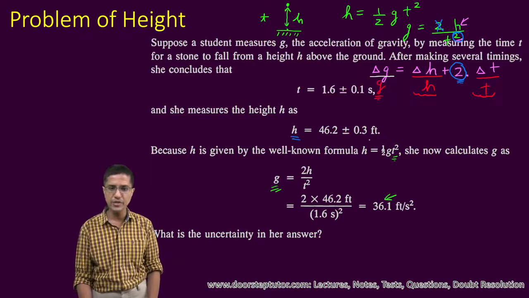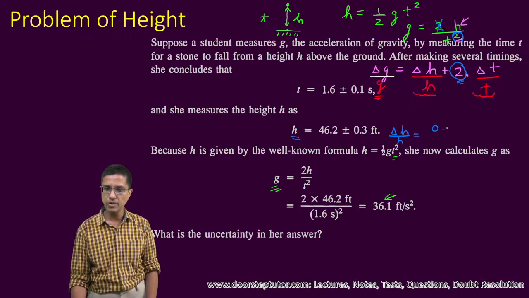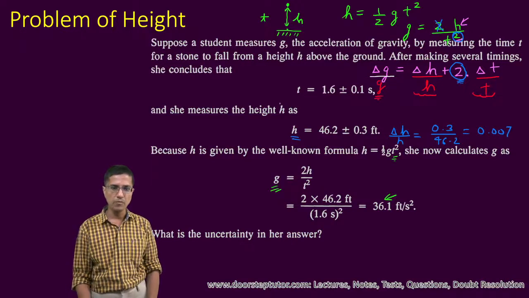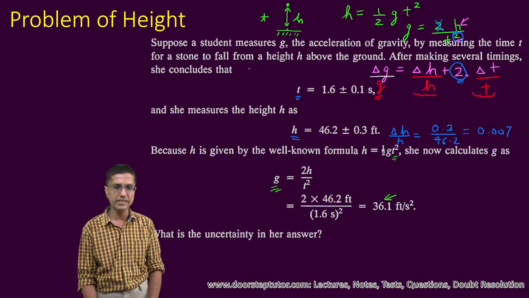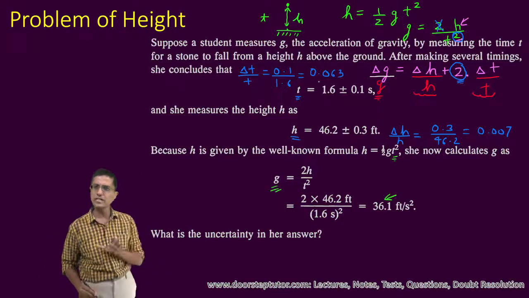What is the error in h? The error in h, or delta h by h, is actually equal to, very, very simple, 0.3 divided by 46.2, and if you compute this, this comes out to be 0.007. What about the error in t? The relative error in t is delta t by t. This comes out to be 0.1 divided by 1.6, and if you find out its value, this comes out to be 0.063. Very, very simple. So far we have not done anything complicated.